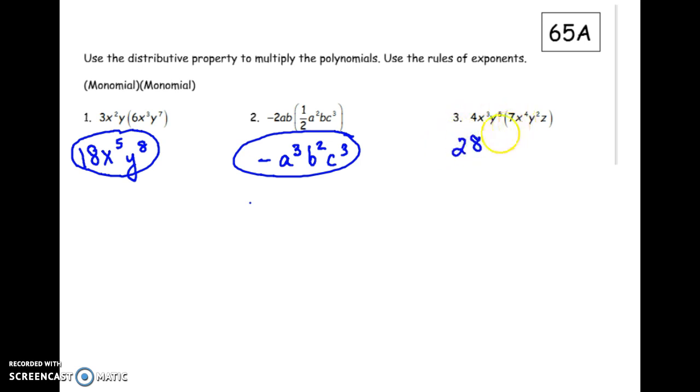X to the third times x to the fourth is x to the seventh. Y to the fifth times y squared is y to the seventh. And then we have our z. Okay, that would be our answer.